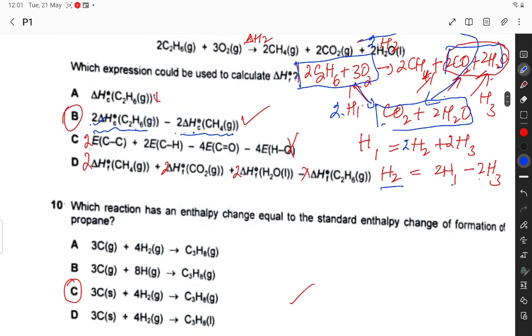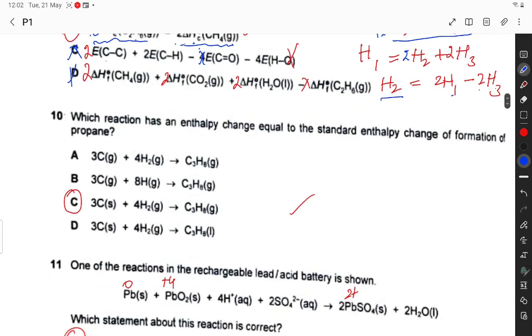Which is incorrect because 2 moles of carbon to carbon double single bond. So that's why this is also incorrect. Carbon and 4 moles of 2 bonds of carbon to oxygen. So this is also incorrect. And over here this is 1 delta HF of CH4, 2 should be there and 2 should be there. This is also incorrect. So B option is correct option.